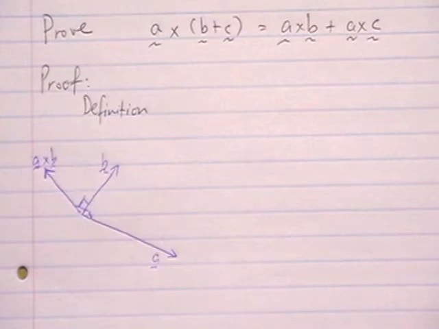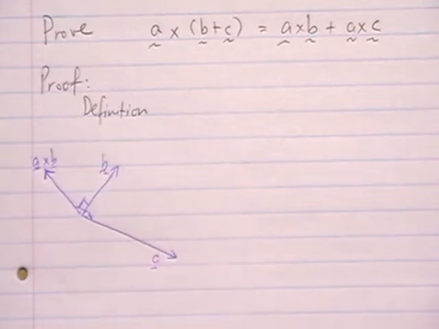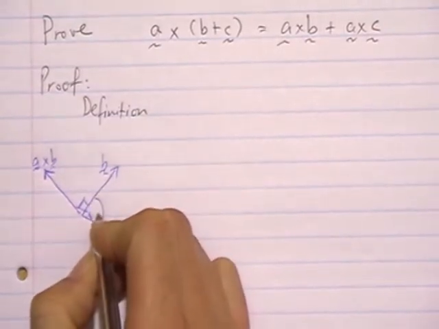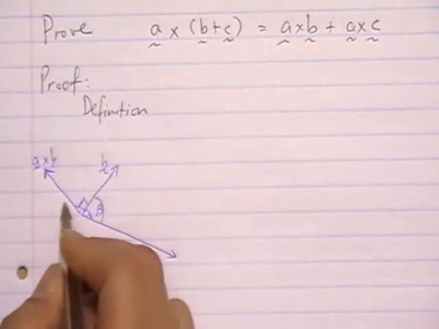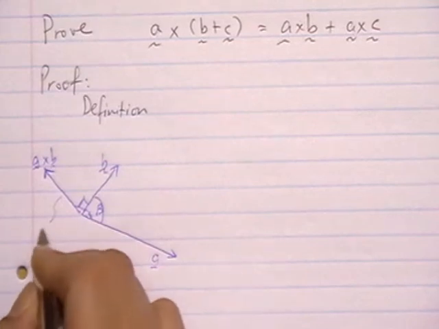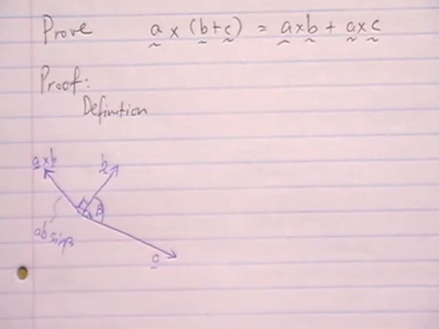And if this angle, let me call this angle beta. If this angle is beta, then the length of A cross B is AB sine beta.